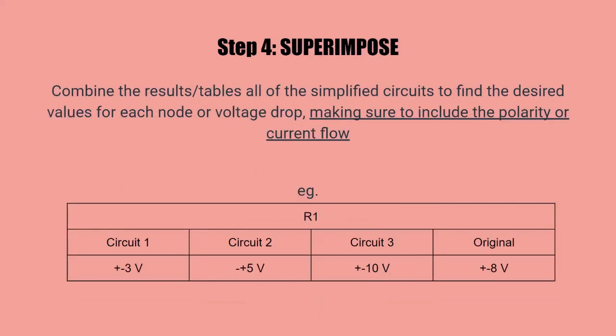And step 4, superimpose. So combine all the results and tables of all the simplified circuits to find the desired values for each node or voltage drop, making sure to include the polarity or current flow.